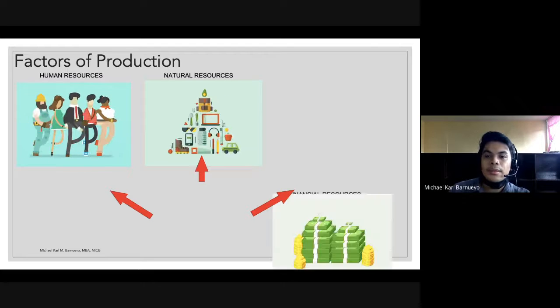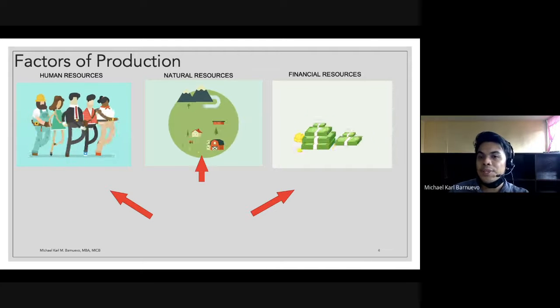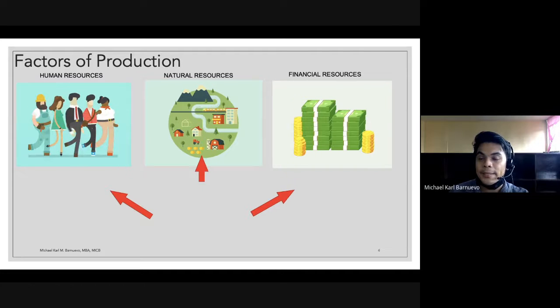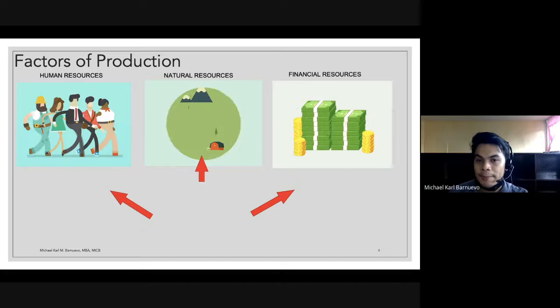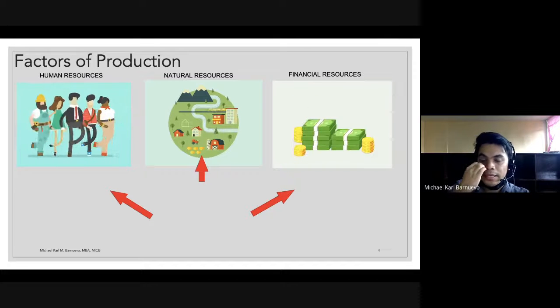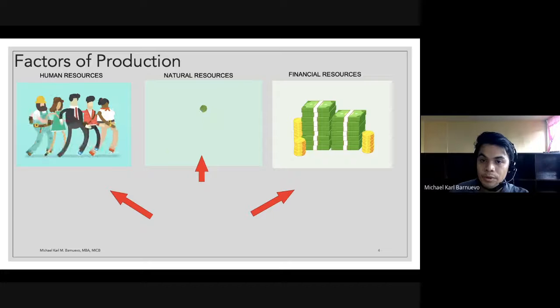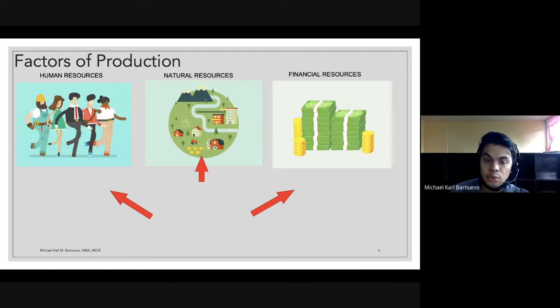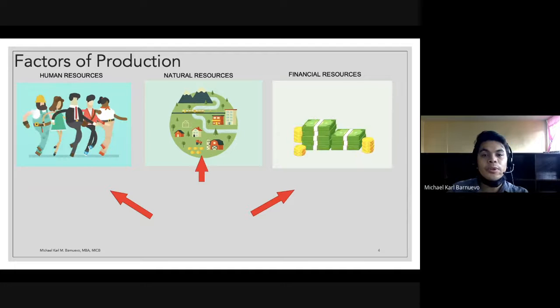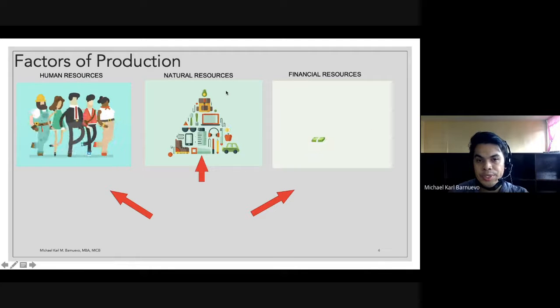And last, you should have financial resources or capital. Okay? You still need to get capital. Either, pwede siguro may ipon ka, or kung wala kang ipon, you can always loan from a financial institution or a bank. Ayan. So, here are the three major resources if you want to put up a business.